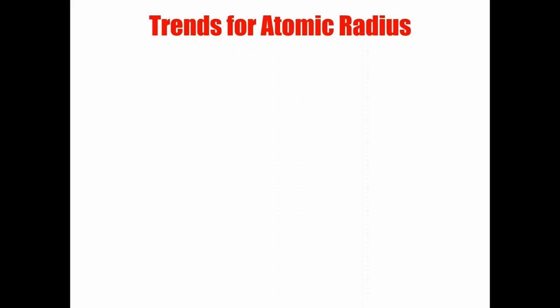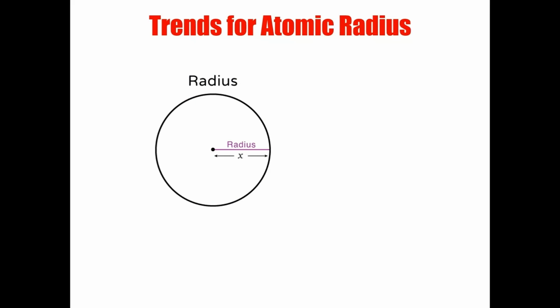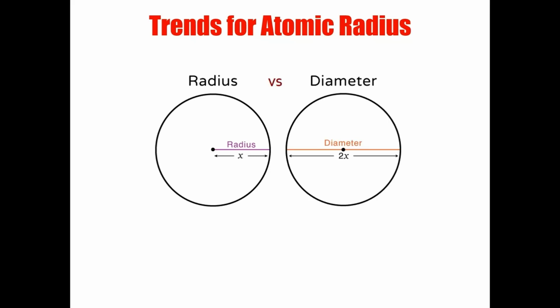The first trend I'm going to cover in this lecture is that of atomic radius. Before I describe this trend, I think it's important to review the definition of radius. The radius of a circle or a sphere is the distance from the center of that circle or sphere to its outer edge. More specifically, the radius is half the diameter. So obviously, as it relates to an atom, atomic radius is the distance from the nucleus of a particular element to its outermost energy level.